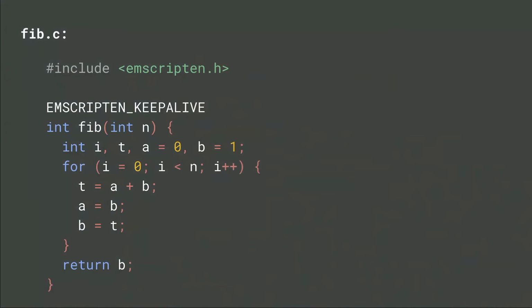OK, so let's look at some code. Here I have the computational equivalent of a hello world, which is a simple C function that calculates the nth Fibonacci number. You'll notice these two additional pieces at the top. This top line is used to include the Emscripten library, and then this second line is used to tell Emscripten that we're going to be calling this function and that it shouldn't remove this function even if it seems to be unused.